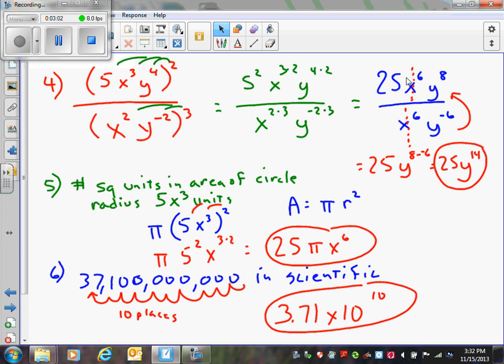Well, anything divided by itself is 1 that cancel out. That would be x to the 6 minus 6, which would be x to the 0, but anything to the 0 power is 1. It's gone. So I still have the 25. I've got y to the 8 minus a minus 6, which means we add. We get 25, y to the 14th power.